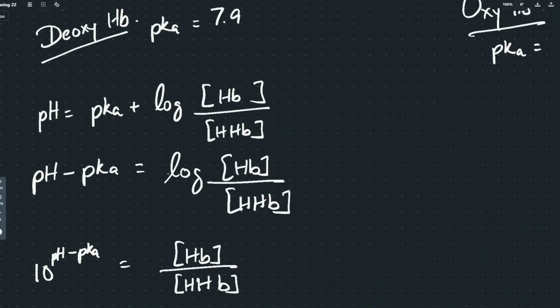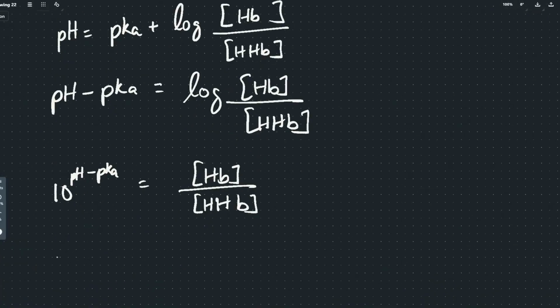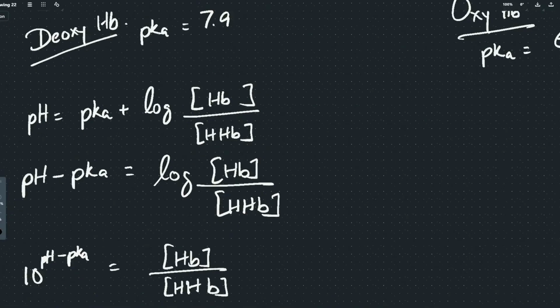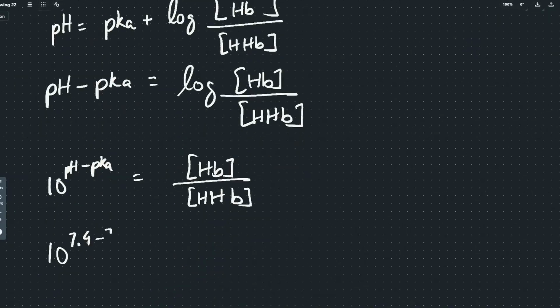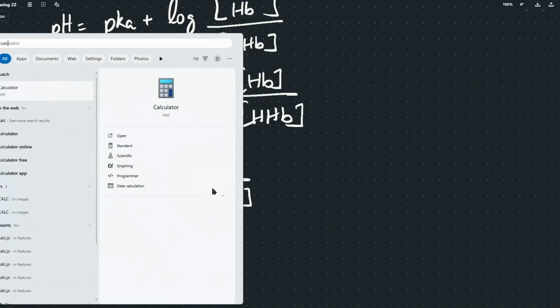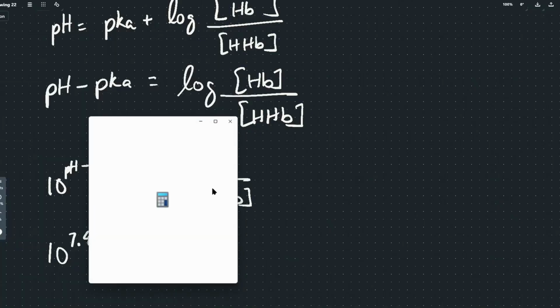So we can calculate this for both of the above. If we calculate for the deoxyhemoglobin, for the average pH of 7.4, we can take the difference from 7.9, and then we can use the calculator to get the value. So let me open the calculator.